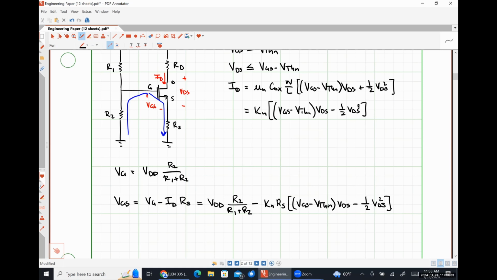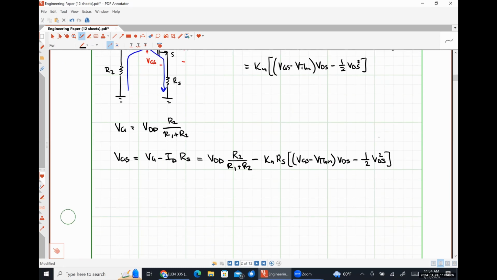So all I did to go from here to here is literally substitute in the relationship for VG and substitute in the relationship for ID. And we have a single equation with two unknown quantities, right? So we don't know what VGS is and we don't know what VDS is. So now we're going to have to write our KVL equation down the right-hand side in order to figure out what's going on with VDS.